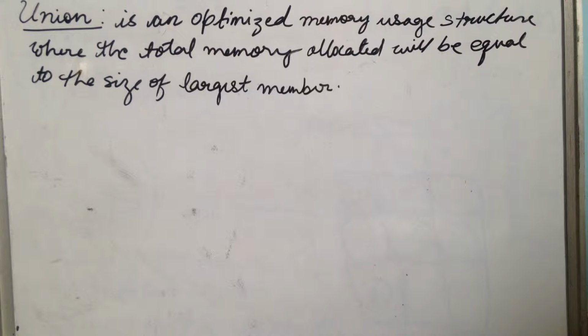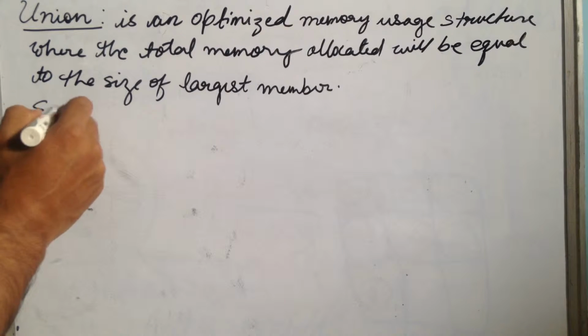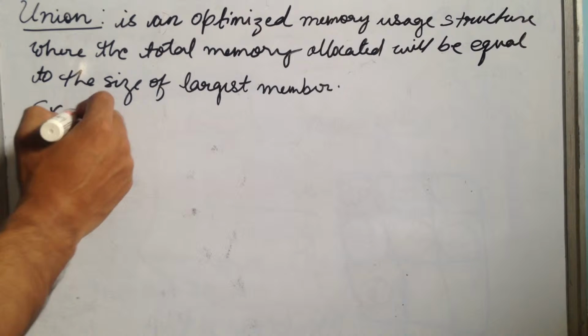As you can see here, the definition: union is an optimized memory usage structure where the total memory allocated will be equal to the size of the largest member. So I'll explain what exactly we are going to say here. I'll take an example and I'll explain what is union.